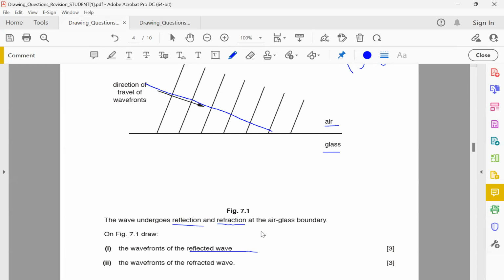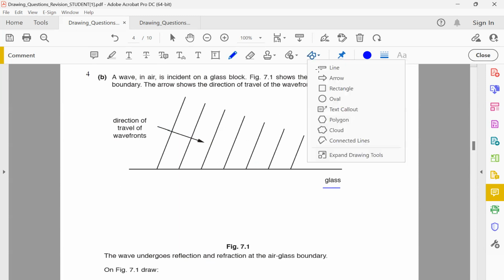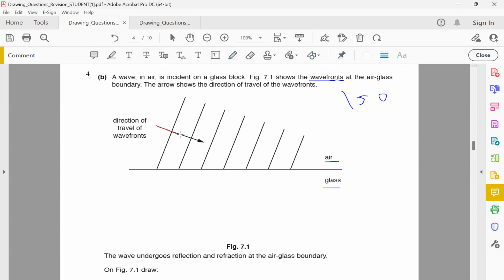Guys, if you're asked to draw the reflected waves, one very easy way to do this is to identify where the wave is heading towards. If you think about it in terms of light waves, if this ray of light hits the air-glass boundary, it's supposed to be reflected at exactly the same angle with reference to your normal. Let's say here was 70 degrees, here would have been 70 degrees also, right? So with this direction of the wave, you can actually start to draw the wave fronts.